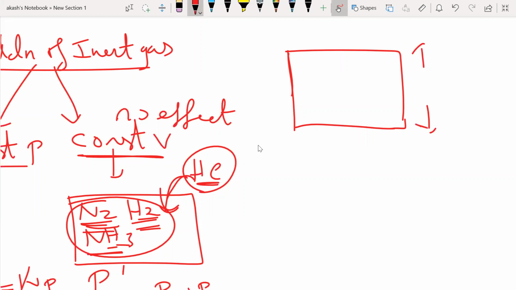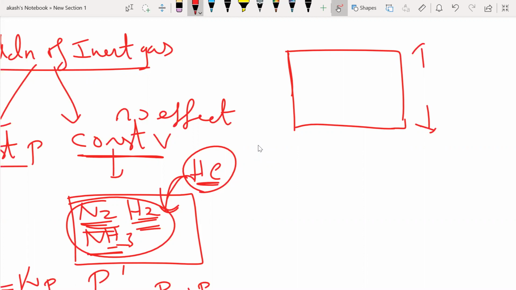Because when I add a new thing to this, since the pressure should not change, obviously if it's a very insulated closed vessel, pressure will increase when I add something. But I don't want that to happen. So it will expand a little so that the pressure is still constant even after adding the inert gas. That's what I'm trying to say.